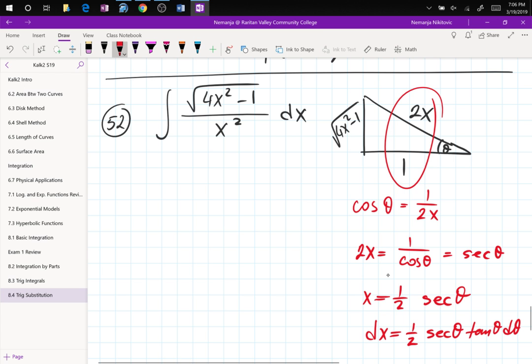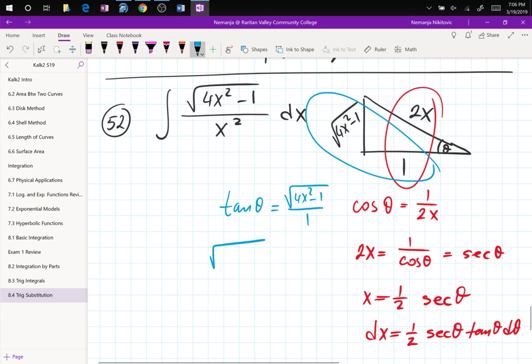There we go. Then we have our blue one, and the blue one is tangent. So tangent theta is going to be the square root of 4x squared minus 1 divided by 1. So the square root of 4x squared minus 1 is just tangent theta. We don't have limits, so we don't have to convert anything. We just plug all of these in.